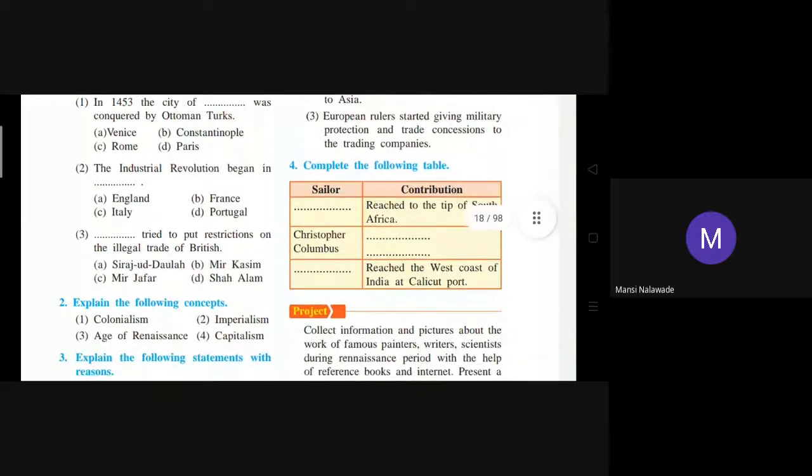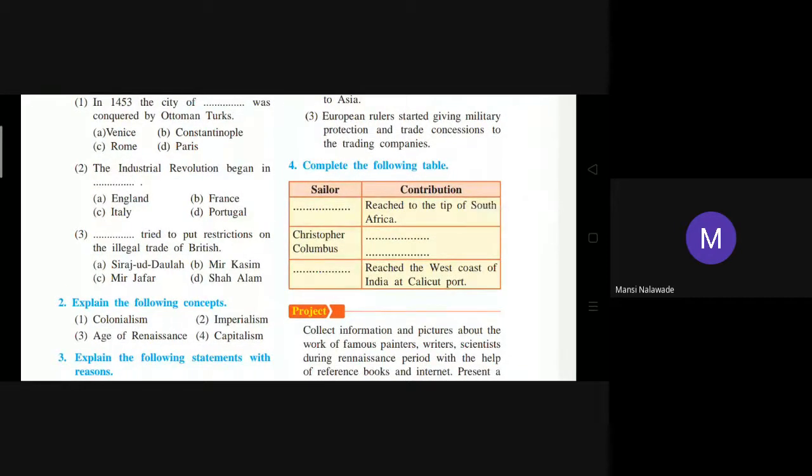Next is the Industrial Revolution began in dash dash. Yes, it's A, England. Nidhi, will you please read the statement with answer? Yes, ma'am. The Industrial Revolution began in England.